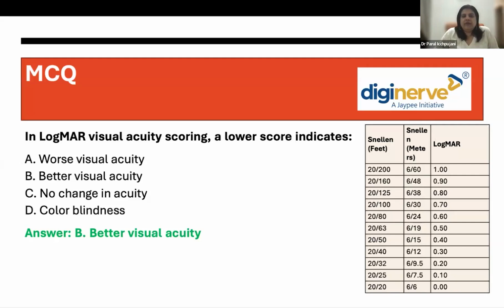Now, it's very obvious that color blindness is out of question. No change in acuity is also out of question, because when we are talking of a lower score, it's understood that lower and higher would mean something different. At that point, just remember this: 20/20 is equivalent to 0 in logMAR, and 20/200 is equivalent to 1 in logMAR. So definitely a lower score indicates better visual acuity.